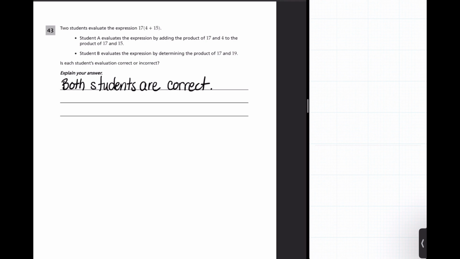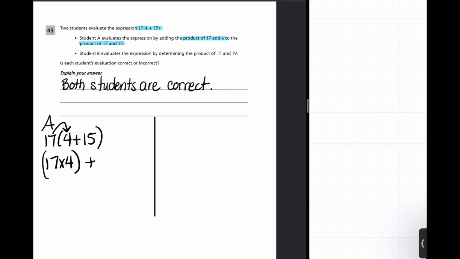All right, for 45, it's another 2-point question. You have to show the actual answer. High level is just both students are correct, but you also have to show and explain your answer. So here's the actual question. We have 2 students evaluate the expression 17 times parentheses 4 plus 15. Student A does the product of 17 and 4 and the product of 17 and 15.